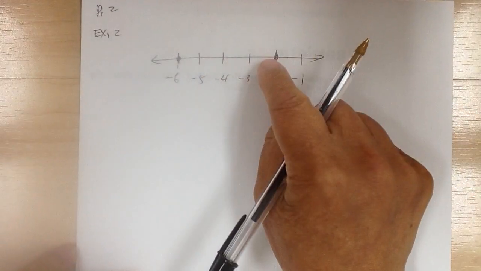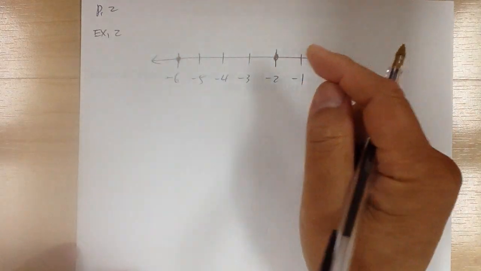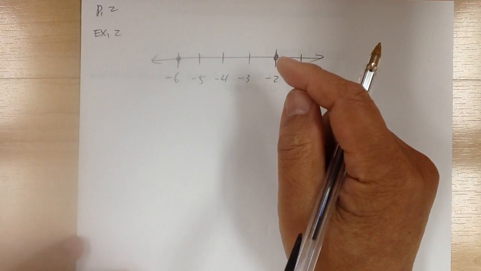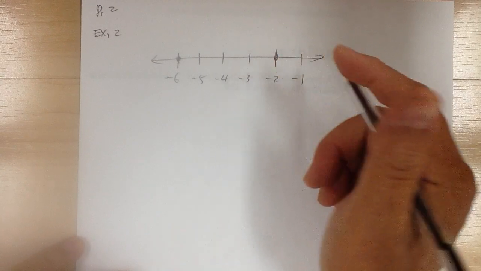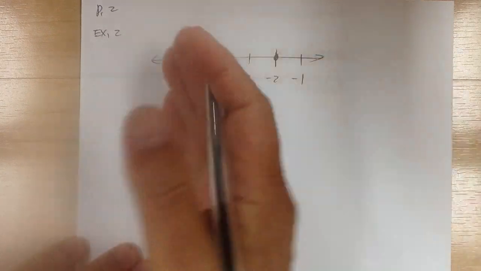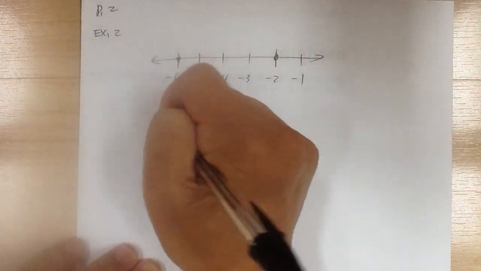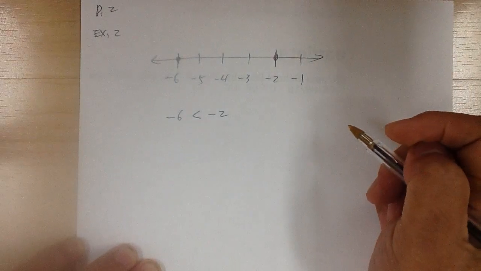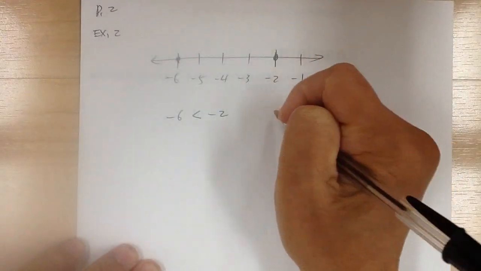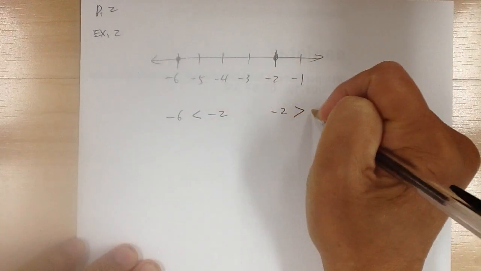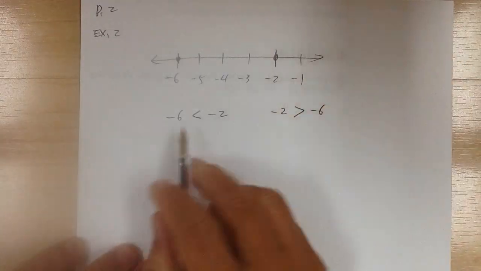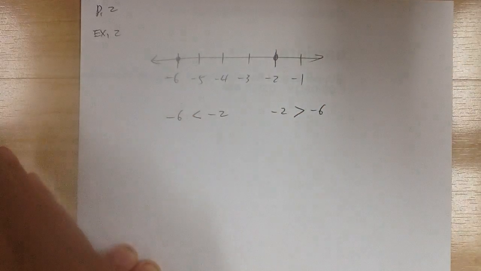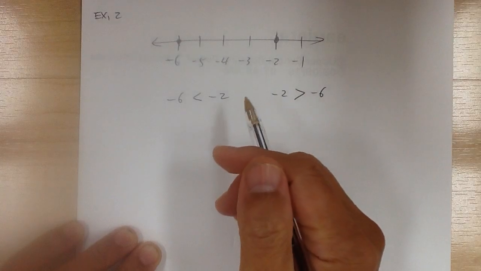Okay, so graph -2 and -6 on a number line, and write an inequality statement comparing them. Most of the time you want to go from left to right, so you say -6 is less than -2. Or if you want to turn it around, -2 is greater than -6. But I would prefer to go from left to right.